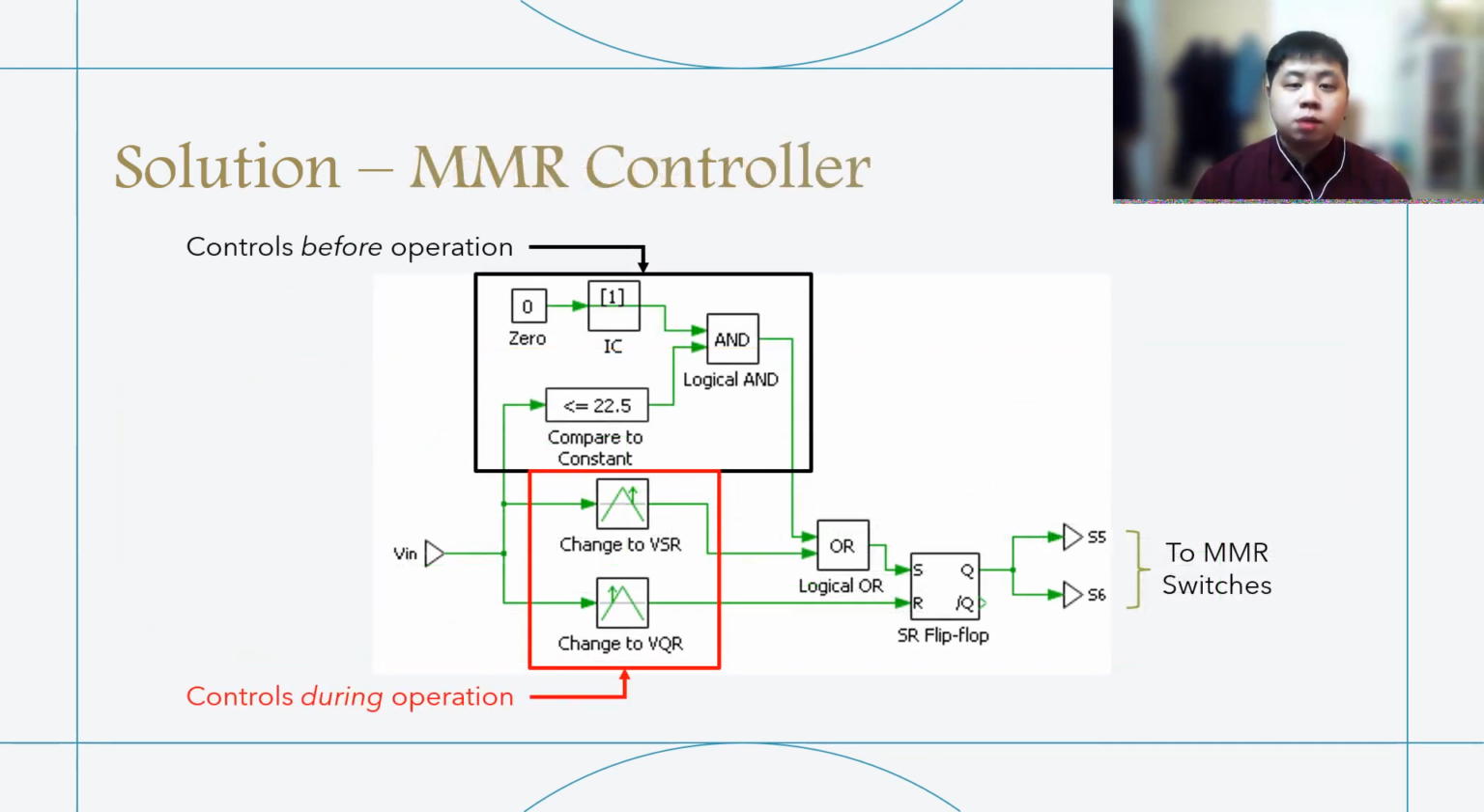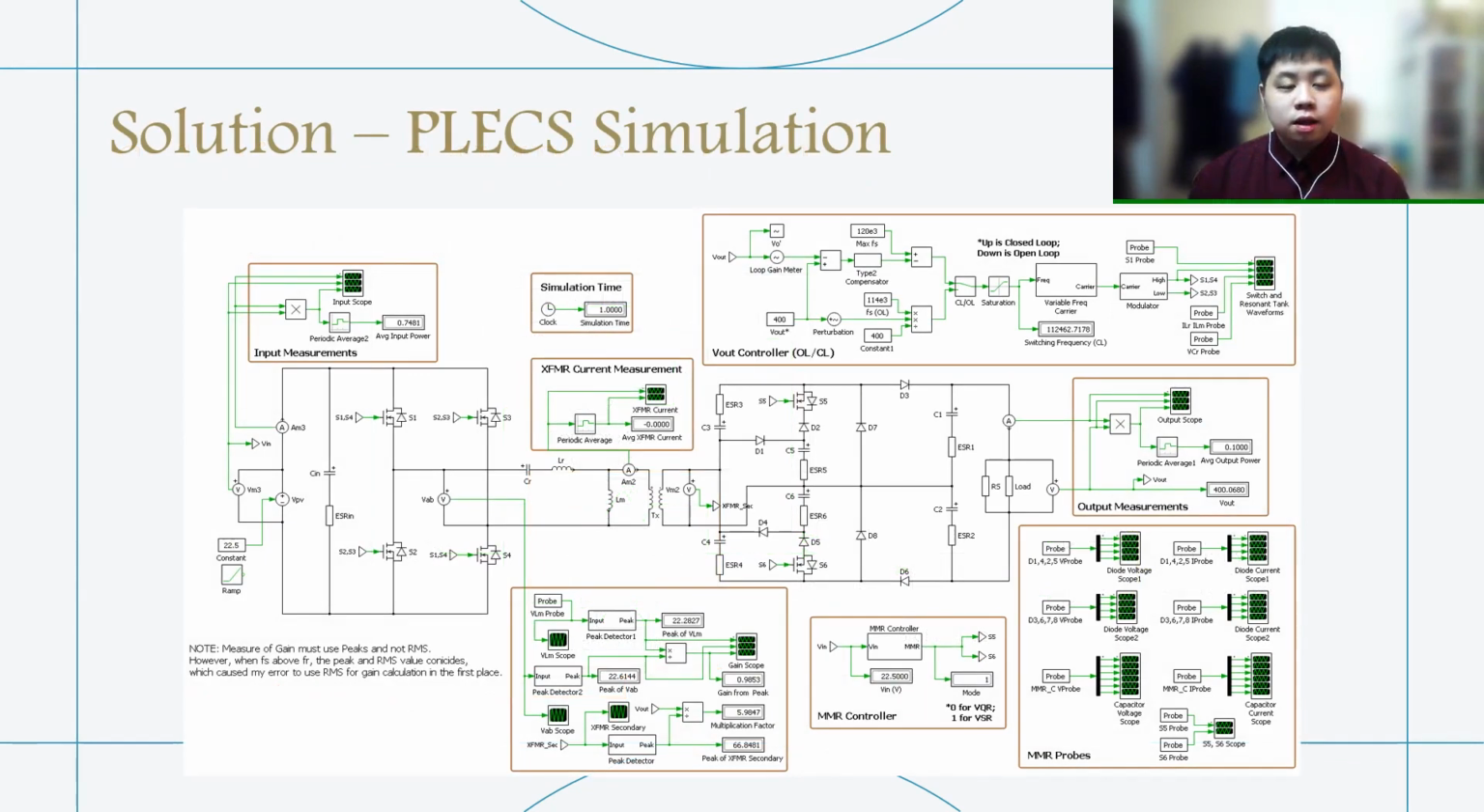At the beginning of the simulation, the selection of the MMR's mode is based on the input voltage that we're at, whereas during its operation, it is changed when it crosses the hysteresis value. This slide shows the LLC converter modified with the MMR implemented in Plex, along with the controllers and measurements box around it.